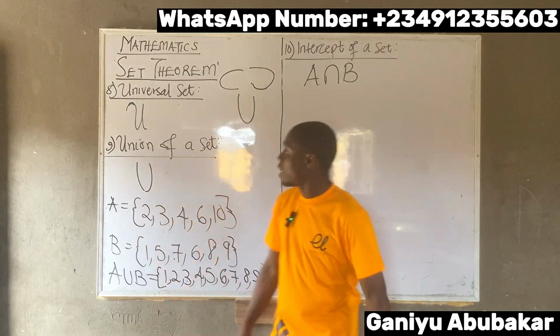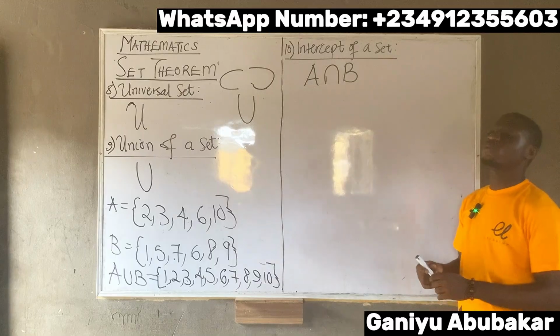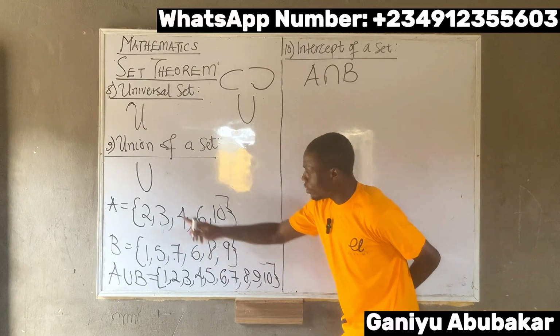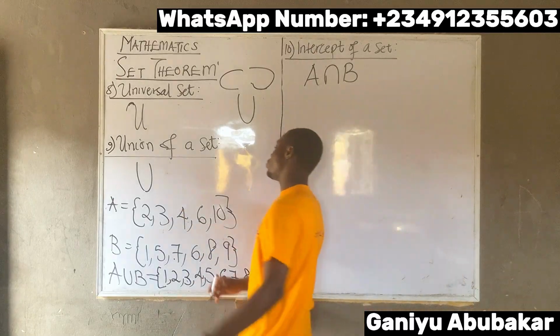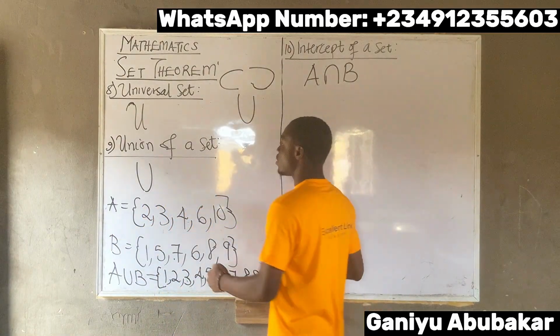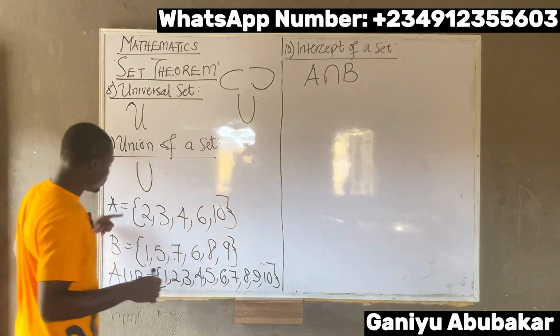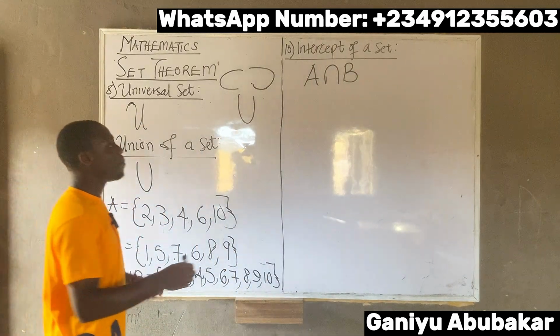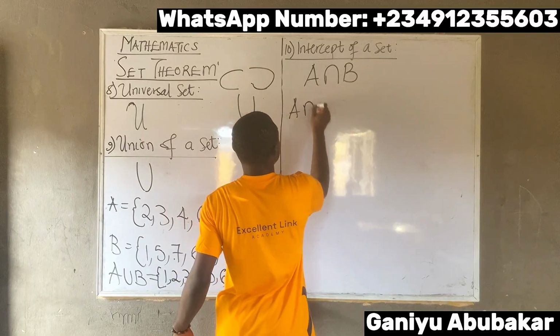Now look at this. So intersection means what? Let's say I have these same examples. Let me use this one. If I have A and B, write the same thing outside here, but I'm asked to find A intersection B.